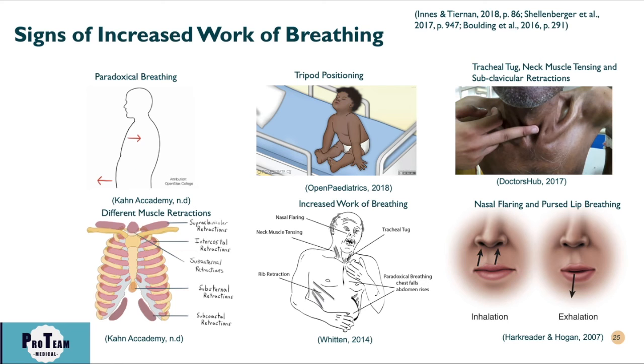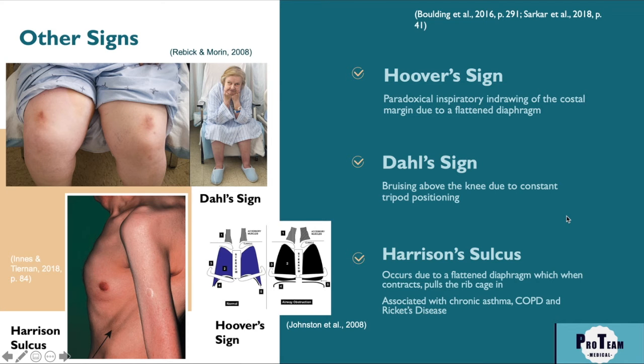When assessing the effort of breathing, you're looking for signs of increased work of breathing and the depth of breathing. You should note whether their work of breathing is mild, moderate, severe, or inspiratory, expiratory, or both. Signs of increased effort include tracheal tug, intercostal recession, paradoxical breathing, and tripod positioning. Other signs you should observe for include Hoover sign, Dahl sign, and Harrison sulcus.